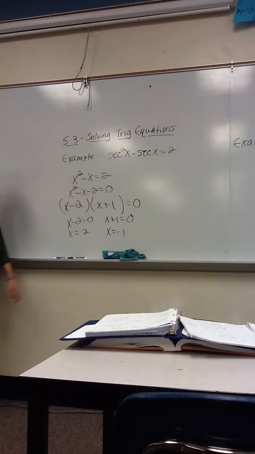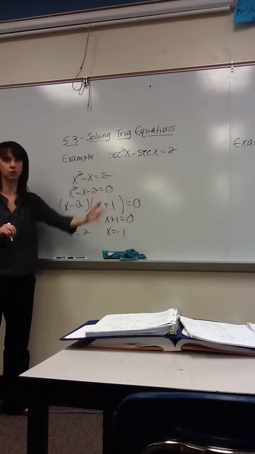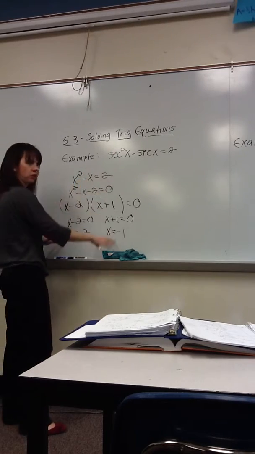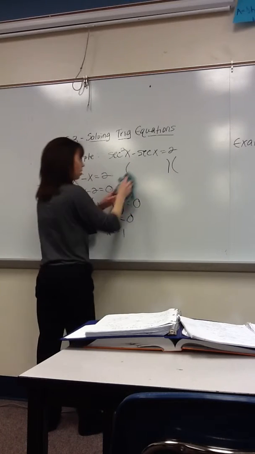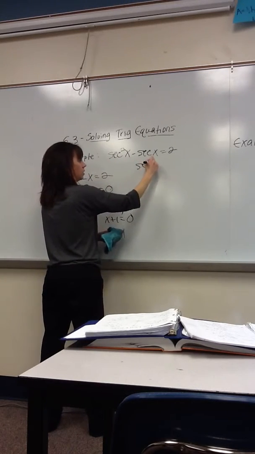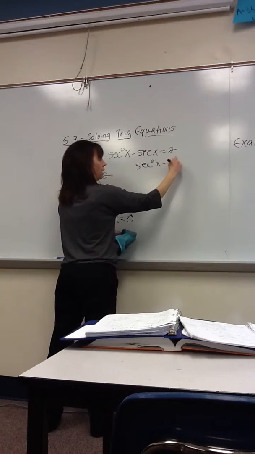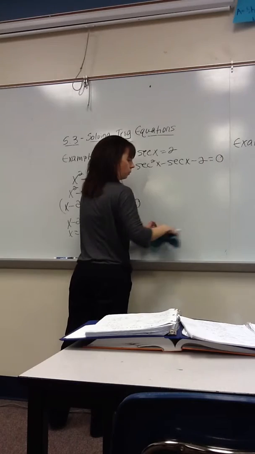We're going to do the same thing here. The only difference is that we have secant squared instead of just an x squared. I'm going to factor it exactly the same way. First of all, I've got to move my 2 over. So I've got secant squared of x minus secant of x minus 2 equals 0.